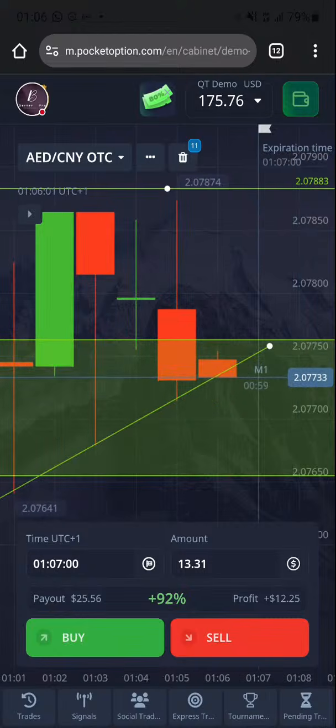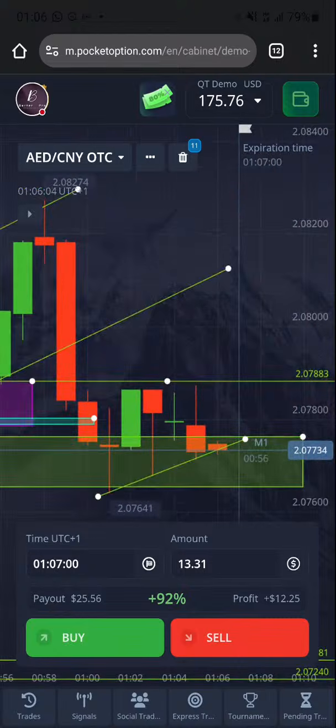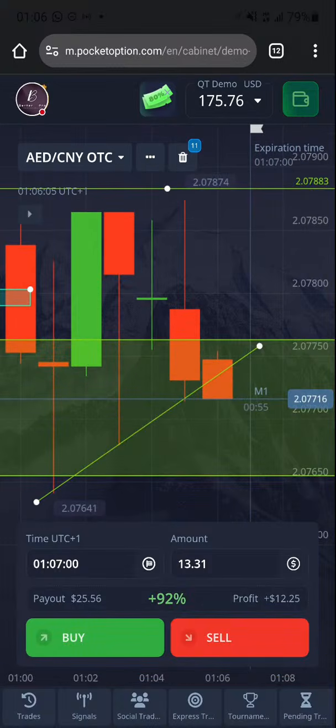Oh, come on, we have a gap up. I can't take this trade. I was planning to go with the buyers before, but a gap up is in favor of the sellers, so I can't take that trade.